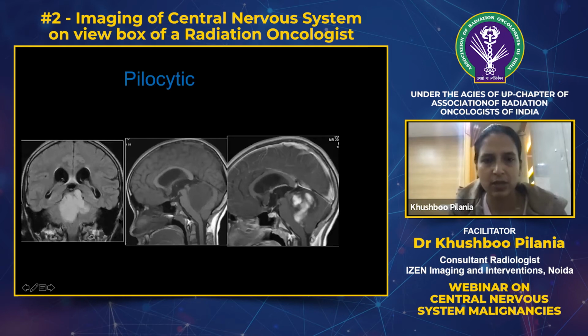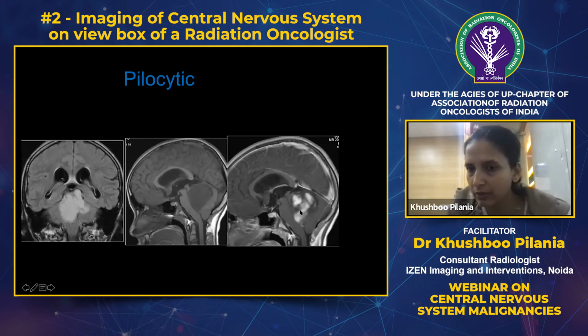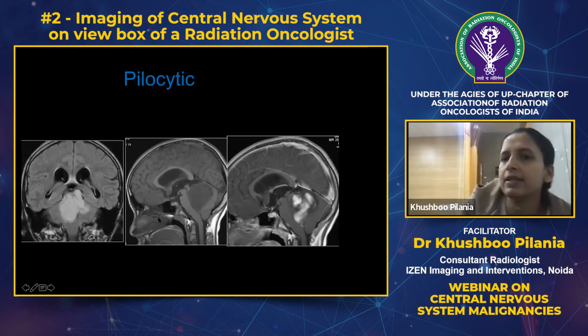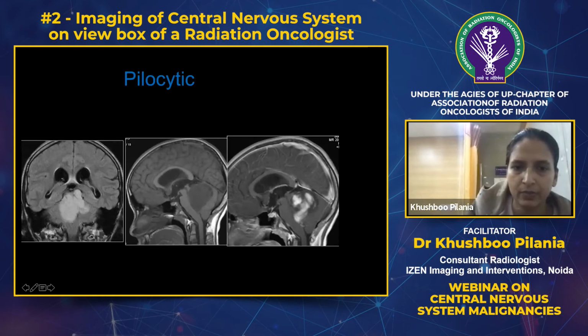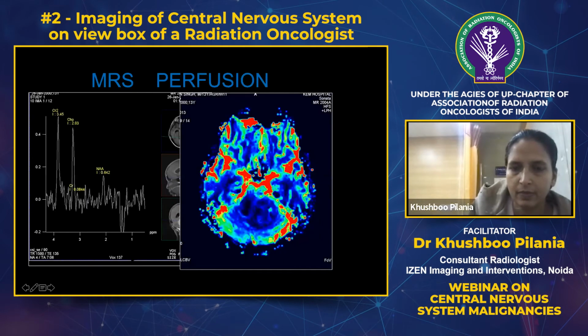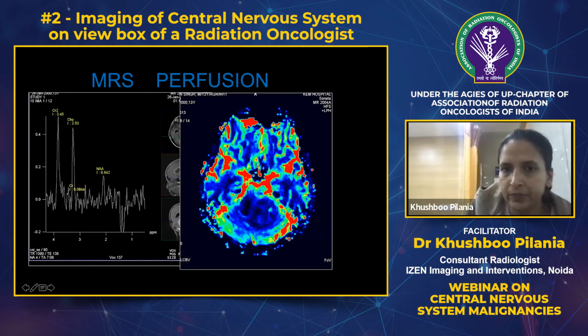Pilocytic astrocytomas occur in childhood. They are infratentorial tumors. They show this mural nodule kind of enhancement within the lesion. And again, this is a rather low-grade astrocytoma. So now an example where I can show you how MRS and perfusion help.